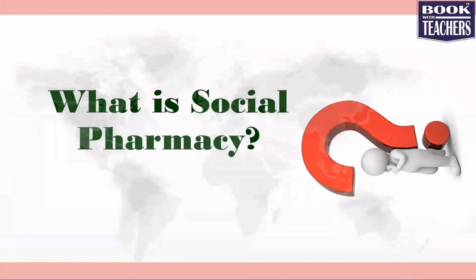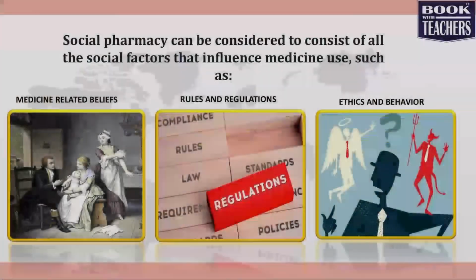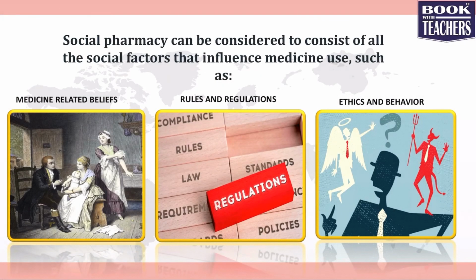So first we need to understand what is social pharmacy. Social pharmacy can be considered to consist of all the social factors that influence the medicine use. Now what do we mean when we say social factors? These are nothing but what society thinks regarding medicine use. So this is what is going to influence the medicine's use. Now these social factors can be medicine related beliefs, they can be rules and regulations, and they can also be ethics and behavior.